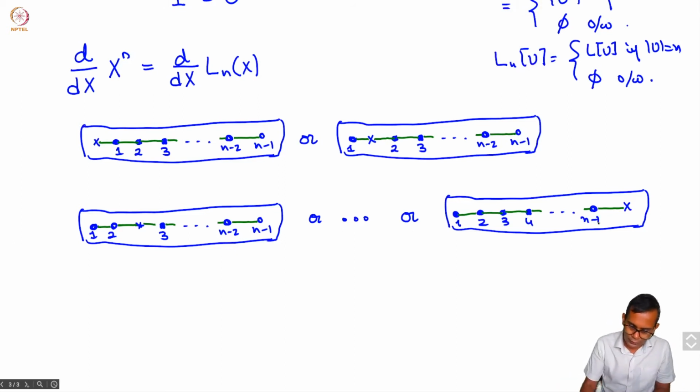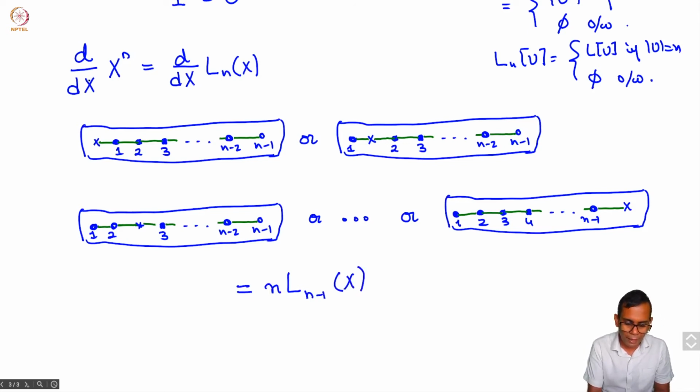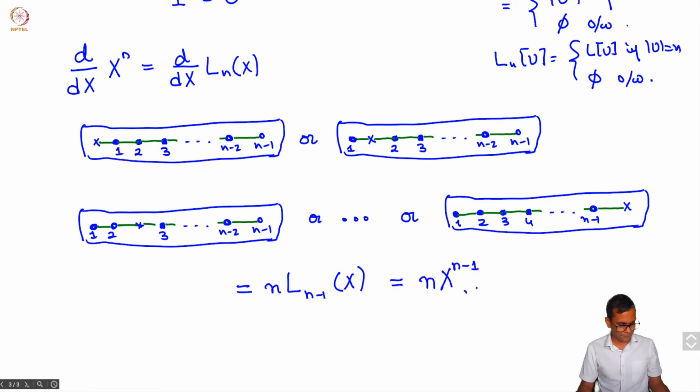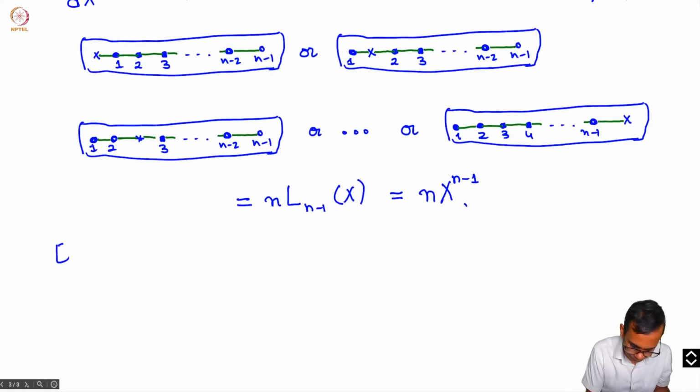But if you ignore the star in each of these diagrams, then you get that each of them is just Ln minus 1. But there are n of these diagrams, so we get n times Ln minus 1. So what we have is d/dx of x to the n is n times x to the n minus 1.